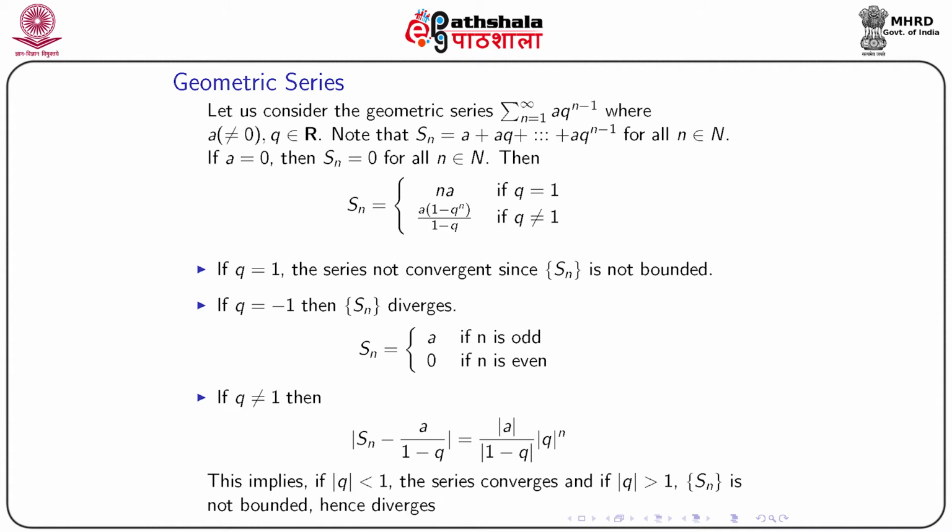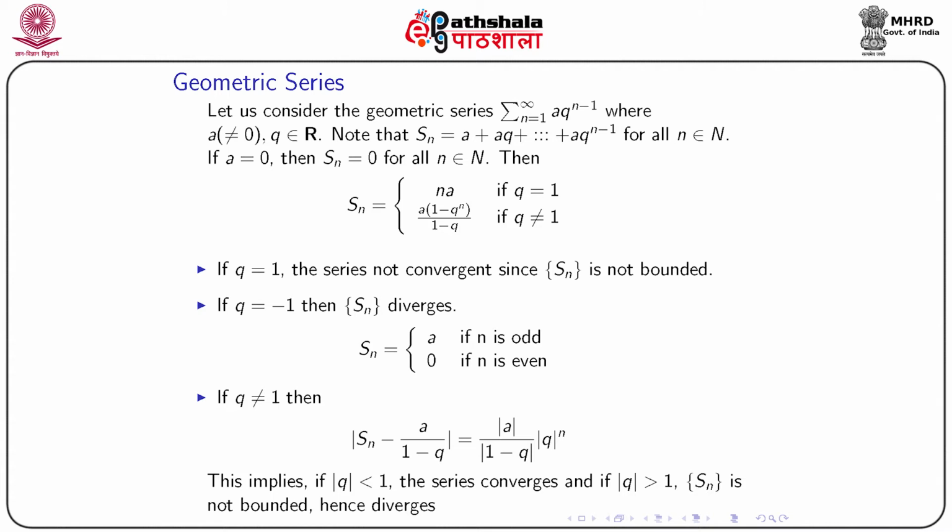Now if a is equal to 0, then we don't have to bother much because S_n equals 0 for all n. Then what will S_n be? S_n will be n times a if q is equal to 1, because all the time we will be adding a, so there are n a's, so S_n will be na. If q is not equal to 1, then we can use the formula and write S_n as a into 1 minus q to the power n over 1 minus q.